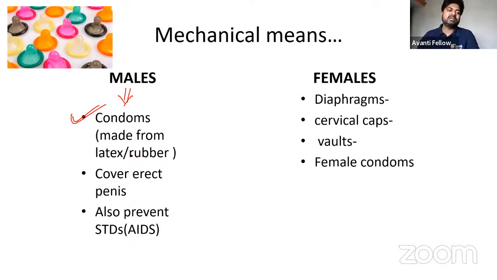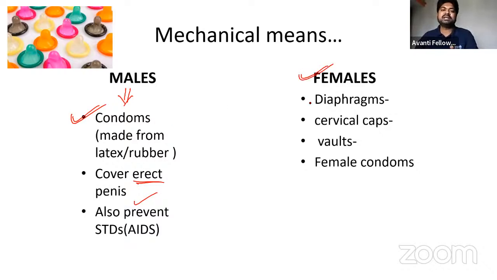It is made from latex rubber and it covers the erected penis. It prevents STDs, sexually transmitted diseases, like HIV/AIDS, gonorrhea, syphilis. These are different types of diseases prevented by condoms. Okay, next part is the female.